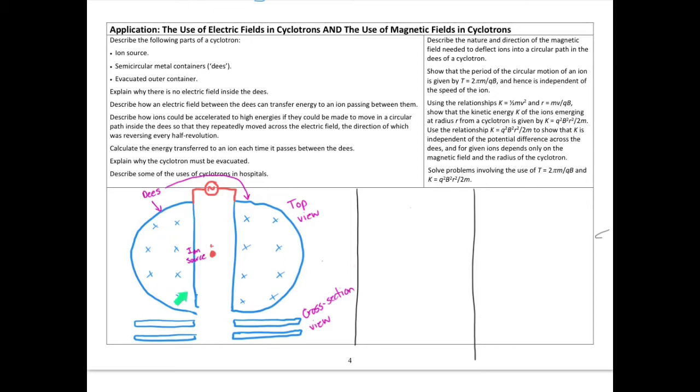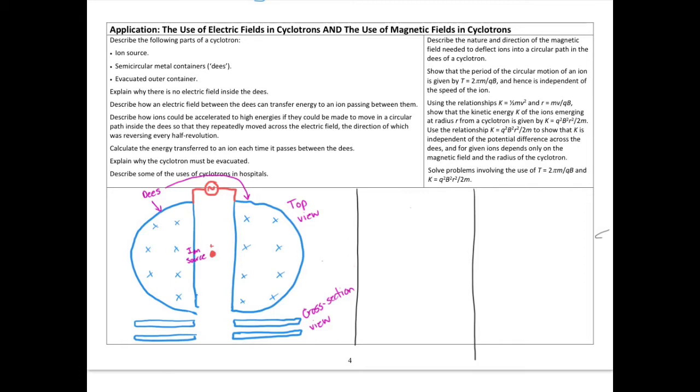All the space in between here is evacuated so that we don't have air molecules that the ions can collide with that are being produced and lose energy. We'll come back to that in a sec. And then we have a voltage, an alternating voltage, which creates an electric field, which is applied between this side and this side of the Ds, and will be used to accelerate our ions. We'll go through that in a sec.